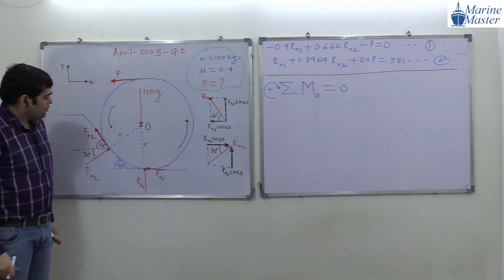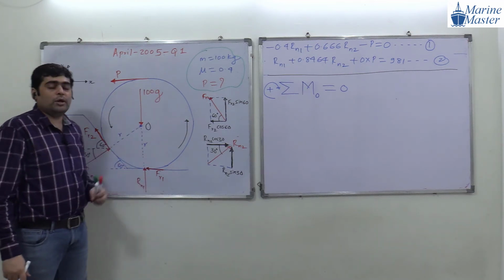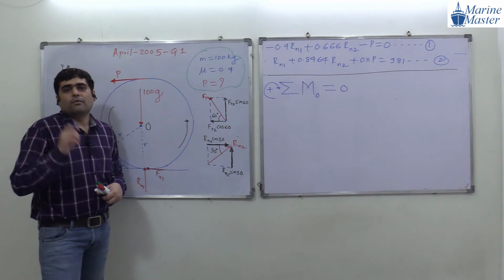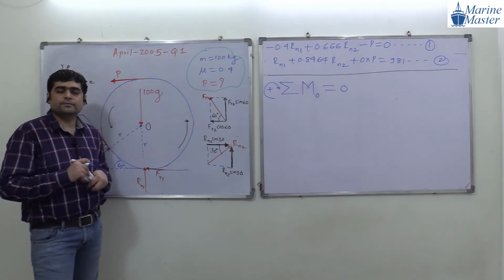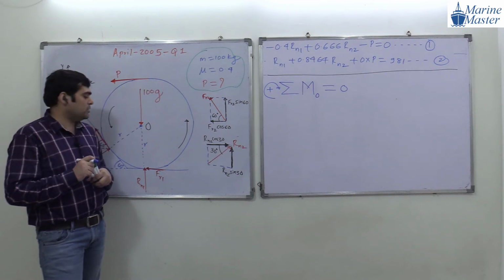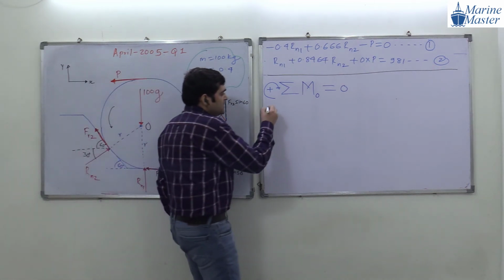Now what is the effect of Fr1 about point O, clockwise or anti-clockwise? The effect of Fr1 about point O is clockwise. And what will be the perpendicular distance?